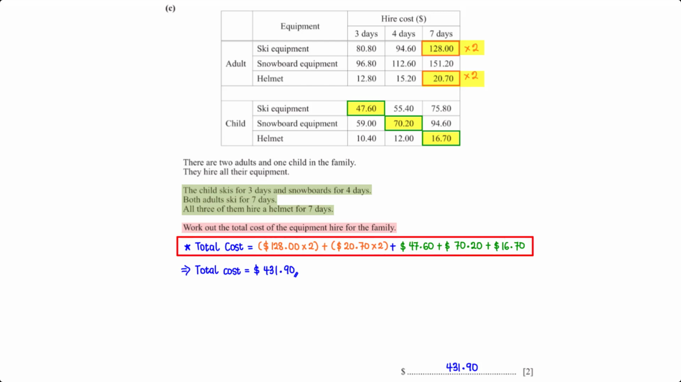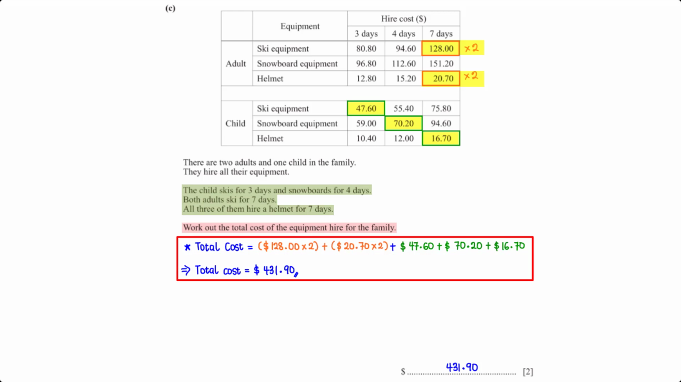The total cost would be equal to the cost incurred by both adults, which is $128 times 2, plus $20.70 times 2, plus the cost incurred by the child, which is $47.60 plus $70.20 plus $16.70. When we type this into the calculator, we get $431.90.